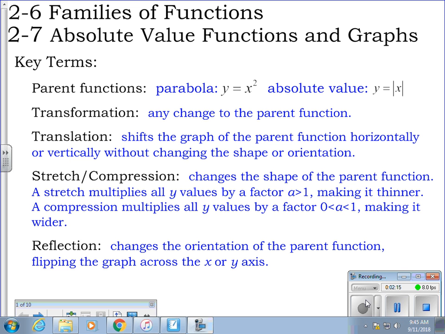A stretch or a compression basically makes it skinny or fat. A stretch makes it skinnier, a compression makes it wider. Because you have your normal parabola, are you going to make it a wider parabola or a skinnier parabola? What changes to the parent function make that happen? This is probably one of the hardest ones to wrap your head around, so you're going to really want to pay attention to what's going on there.